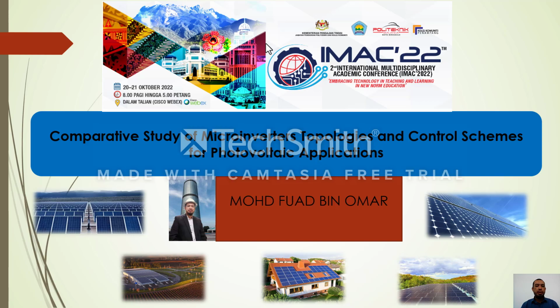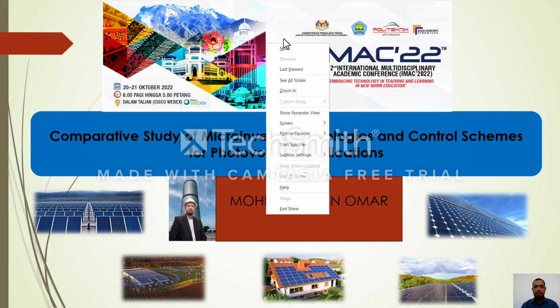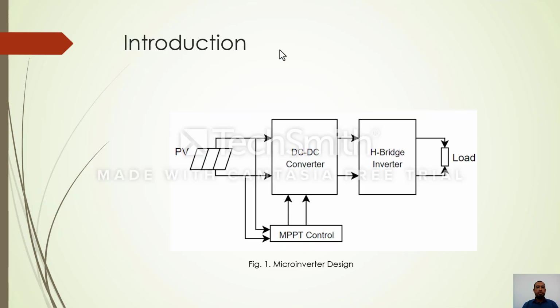Now I would like to present about comparative study of microinverters topologies and control scheme for photovoltaic application. Introduction. Figure 1 shows the microinverter design that is a combination of photovoltaic system, converter, inverter, filter and load. The MPPT is used to control the switching of the converter. Then the microinverter design of the study was the comparison of multi-stage isolated microinverter.